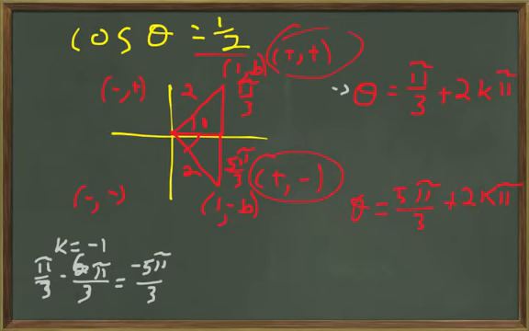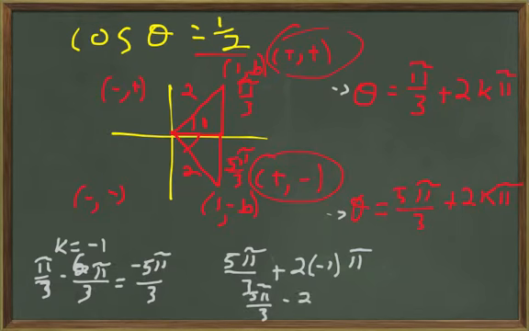Then our second equation is this one, so it's going to be 5 pi over 3 plus 2 times -1 pi. Like I said, k is -1. So we have 5 pi over 3 minus 2 pi, which is over 1. Change the denominator, so 3 and 6. So 5 pi minus 6 pi is -pi over 3. So here are two of our solutions. We need 6 more.